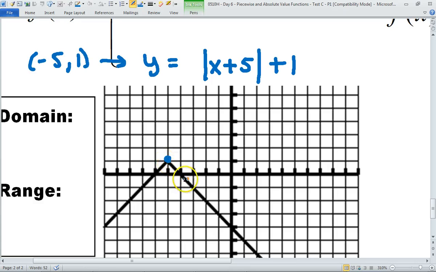Let's see. It goes down 1 over 1. So I just need a negative sign. The slope part is just a 1. But it is upside down, so I do need the negative. That will be part of it. So this is your answer to number 17.